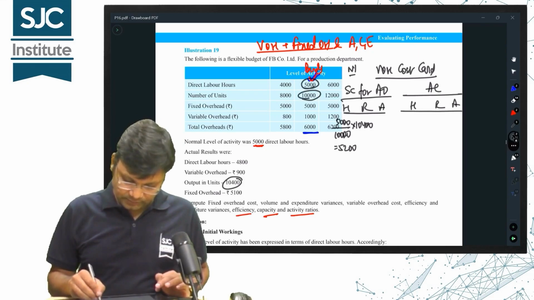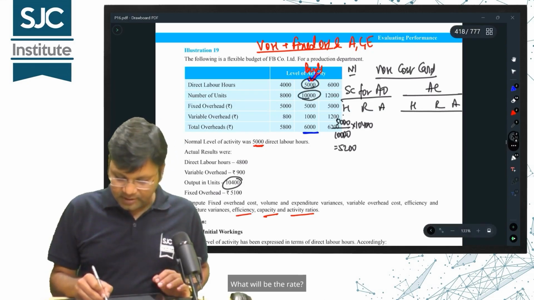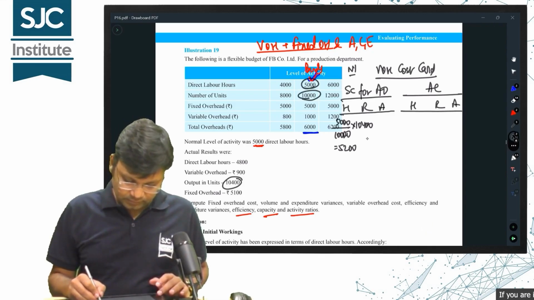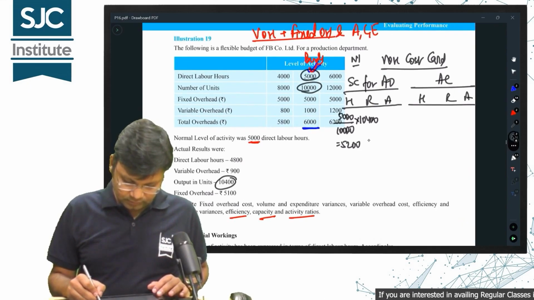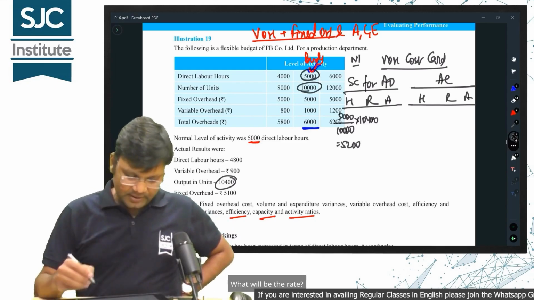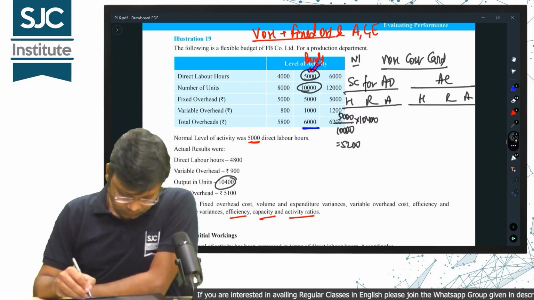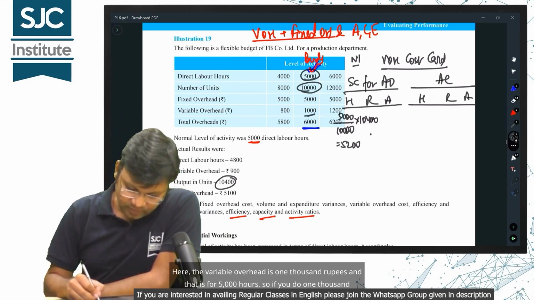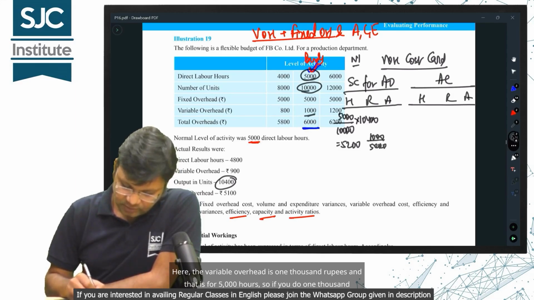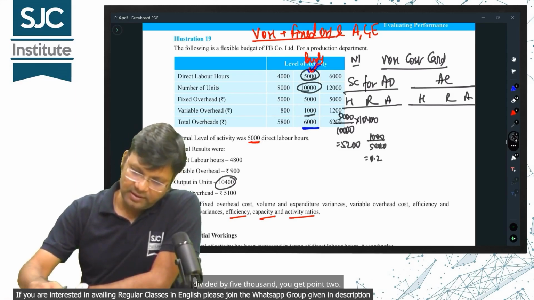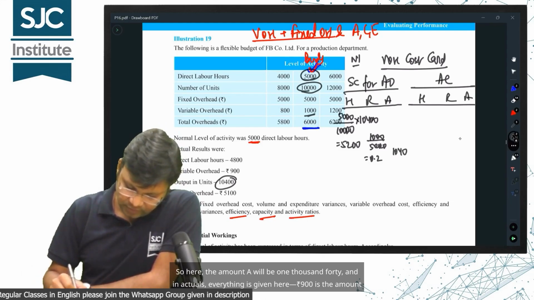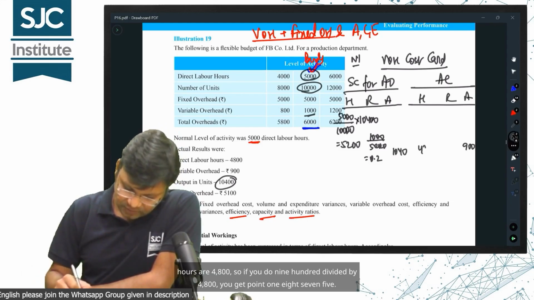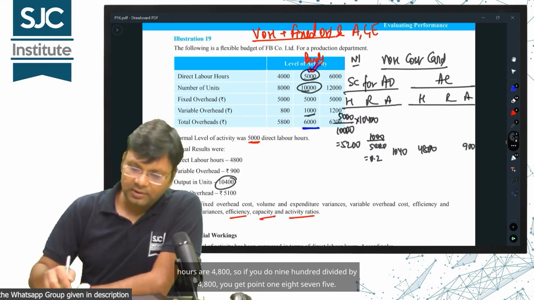A rate. What will be the rate? Here, the variable overhead is 1,000 rupees and that is for 5,000 hours. So if you do 1,000 divided by 5,000, you get 0.2. So here, the amount A will be 1,040 and in actuals, everything is given here. 900 rupees is the amount, hours are 4,800. So if you do 900 divided by 4,800, you get 0.1875.